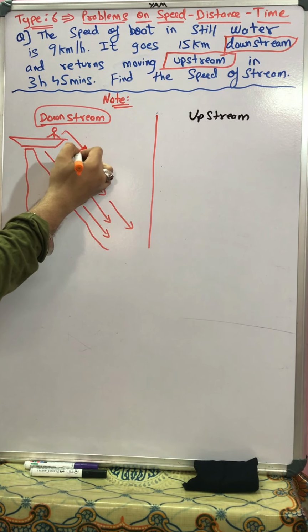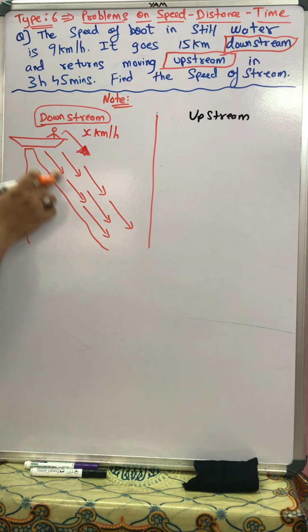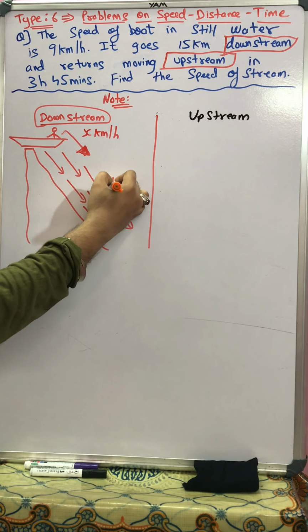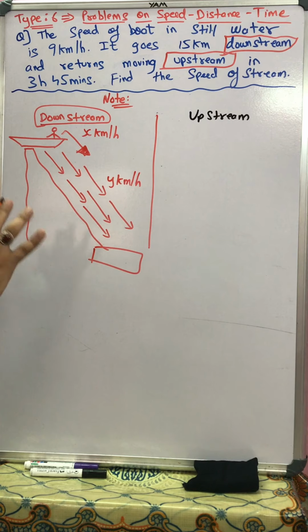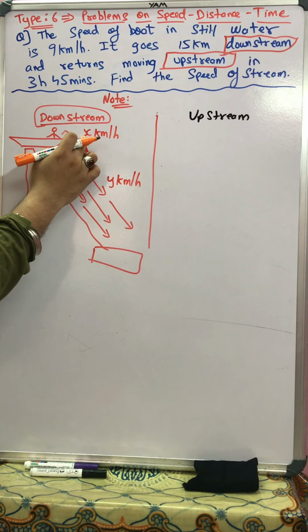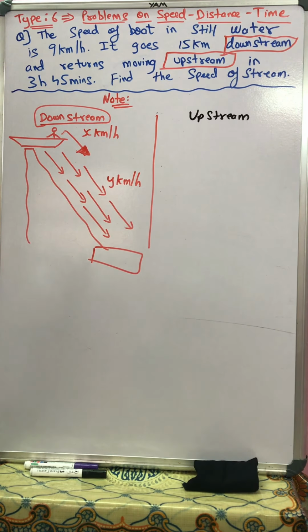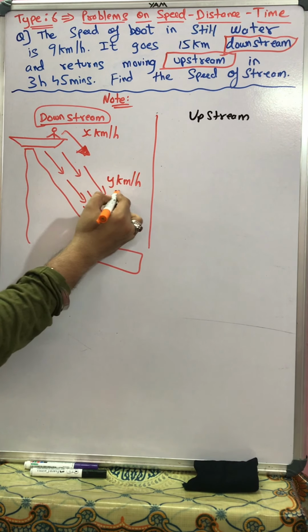Now let us suppose, students, that the speed of my boat is x km per hour and the speed of the stream of water is y km per hour. I want to reach over here at the bottom. My destination is to come down. So I speed up my boat with the speed of x km per hour. But fortunately, water is also coming from top to bottom with the speed of y km per hour.